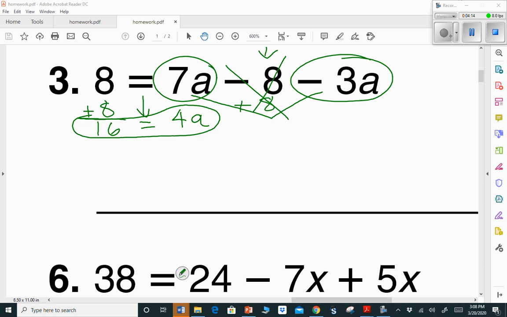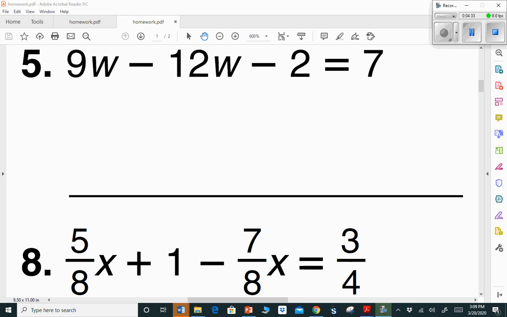The a is not by itself yet, so we're going to divide both sides by 4, and that's going to give us a equals 4, and it's perfectly okay that it says 4 equals a. In fact, leave it that way. Don't switch it around. That's a perfectly good answer. We're going to skip number 4 and go on to number 5.